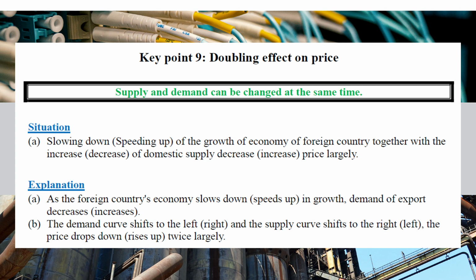Okay. So supply and demand can change at the same time. For example, slowing down of the growth of the economy of a foreign country. Why a foreign country? How can that affect the domestic economy? Think about it. So when the foreign country's economy slows down, the demand for our exports decreases. Yes, they buy less of our exports, so the demand decreases. But if at the same time the supply increases, oh no. So both things will shift the price, and then the price will increase or decrease twice.